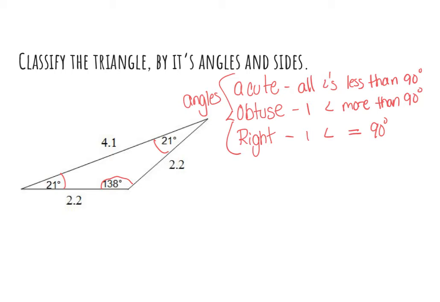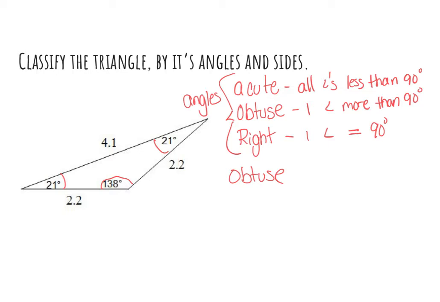Acute means all of the angles are less than 90 degrees. Obtuse means one of the angles is more than 90 degrees. And right means one of the angles equals 90 degrees. So looking at our picture, because one of the angles is more than 90, this will be classified as obtuse.